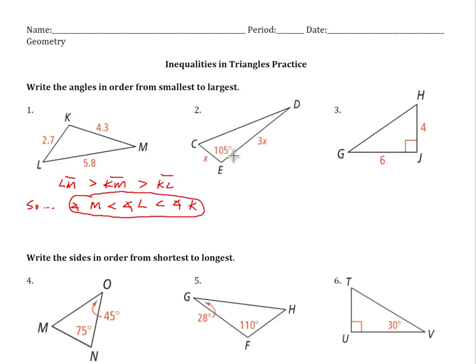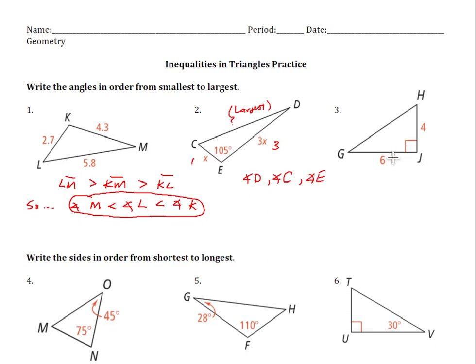So number one, like the side lengths, we can see that K is the largest angle because that's opposite the 5.8 side. L is the medium size angle, that's opposite the 4.3. And M then is the smallest angle, opposite the 2.7.